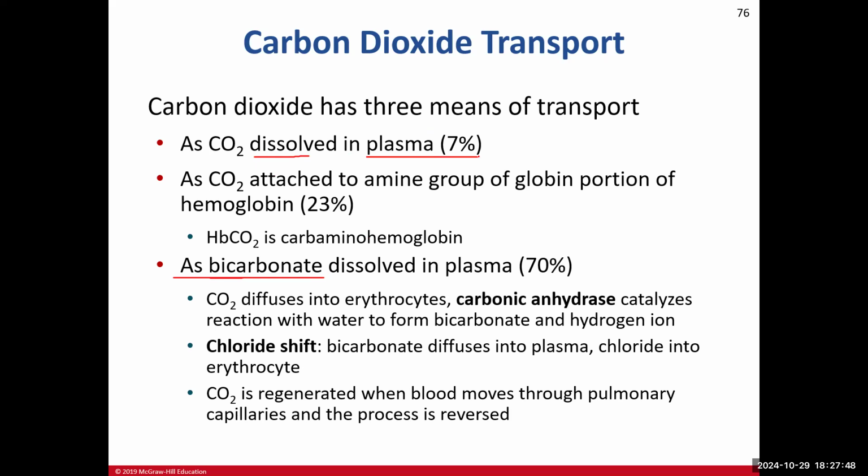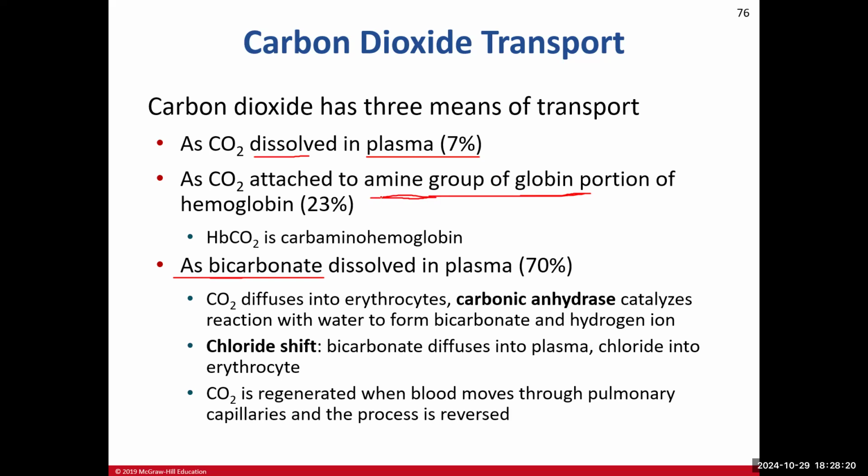And then the third is it can actually attach itself onto hemoglobin, but it can't attach onto the iron. Okay, iron is reserved only for oxygen. I'm almost positive there's a test question in there somewhere. So oxygen binds to the iron, whereas carbon dioxide is going to bind onto the globin portion, which is the amino group there, or amine group. That's a nitrogen containing component there.